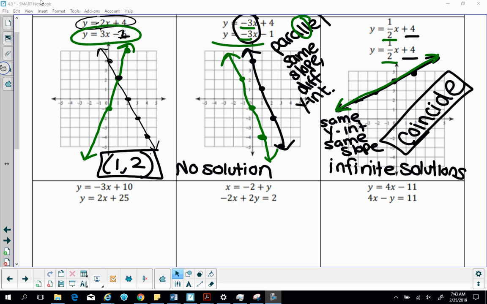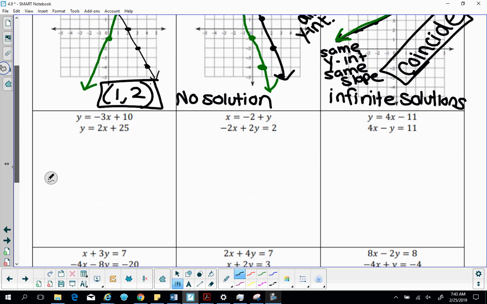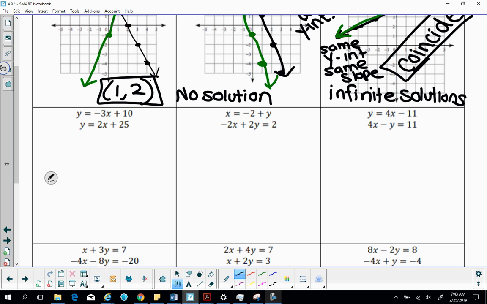Angel, how did you set up this first equation right here? What did you write on your paper?